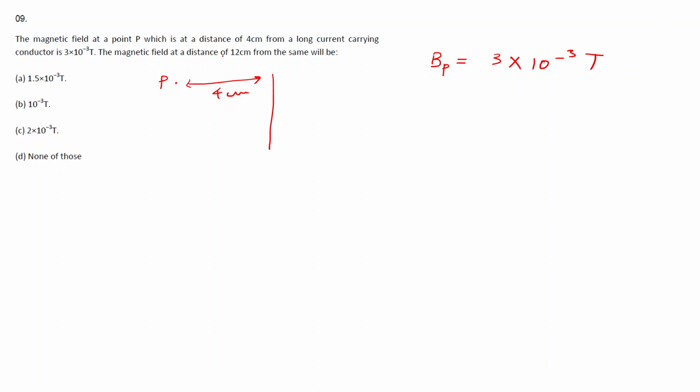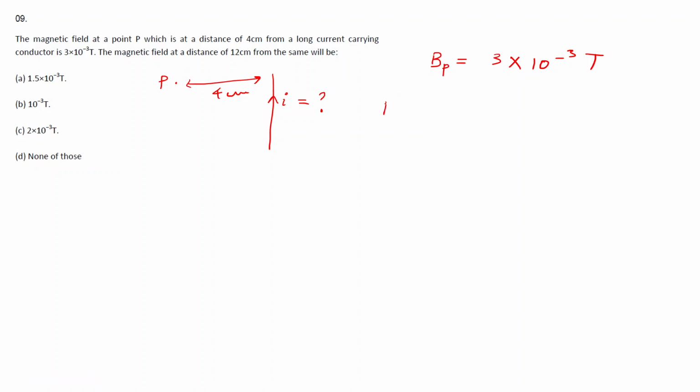The magnetic field, we finally need to find out at distance 12 centimeter from the same wire. So magnetic field we are given. To find out the magnetic field at 12 centimeter, we need to know what is the current flowing in this wire. That we have not been told. So from this information, we will find out the value of current first.